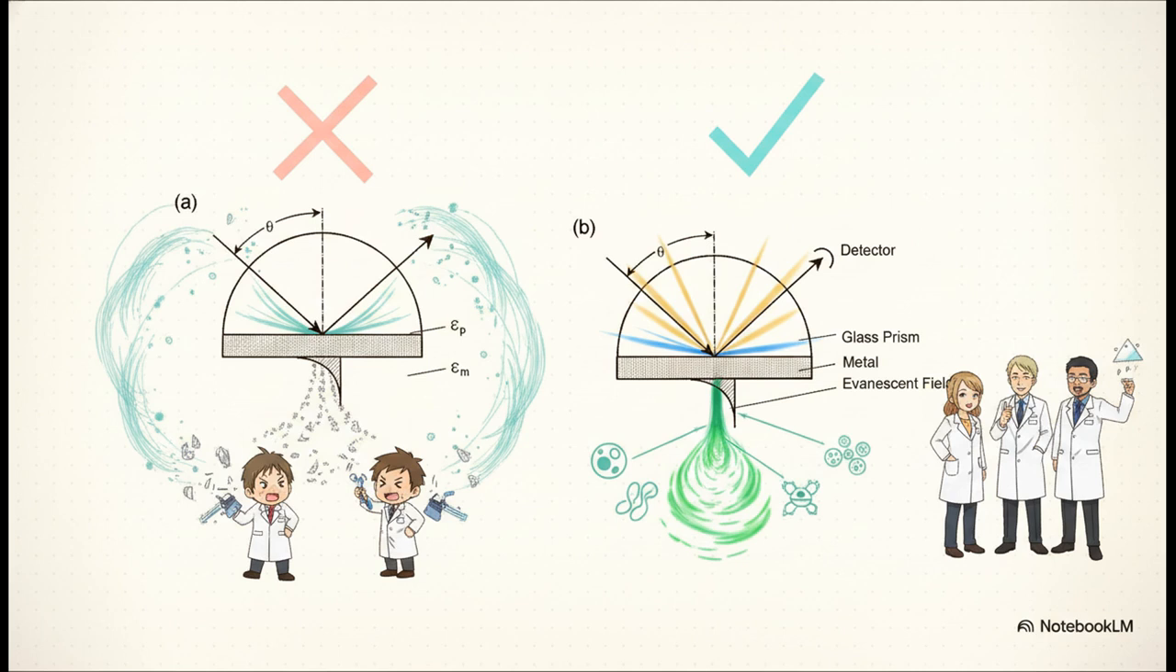On the left, you've got the Otto configuration, which requires a microscopic air gap between the prism and the metal. Now, as you can probably imagine, trying to maintain a flawless, uniform air gap over an entire surface is an absolute nightmare in a practical lab setting. But that brings us to the right side, the Kretschmann configuration. This was a massive game changer for biosensors. By coating the metallic layer directly onto the prism itself, it completely bypassed that notoriously difficult air gap, making the entire system highly sensitive, incredibly robust, and operationally simple.